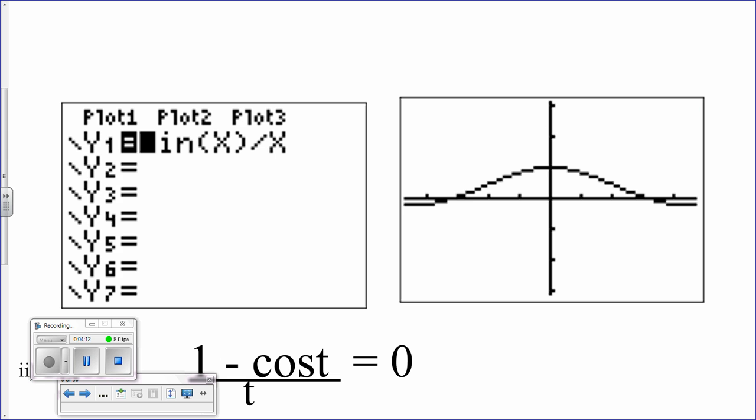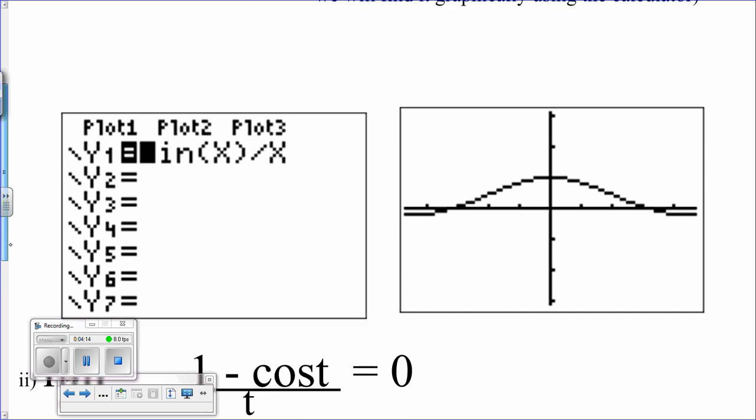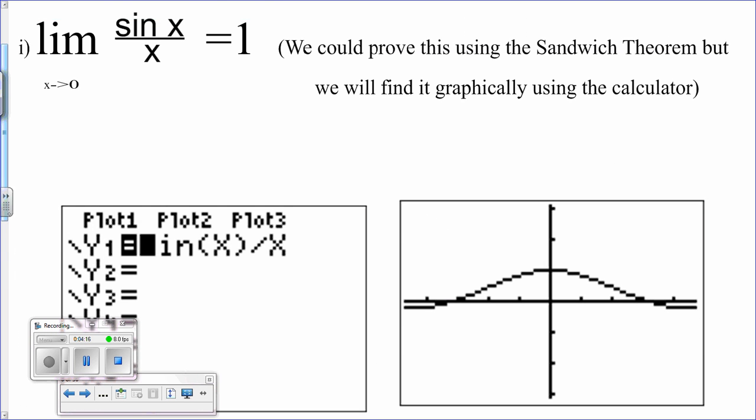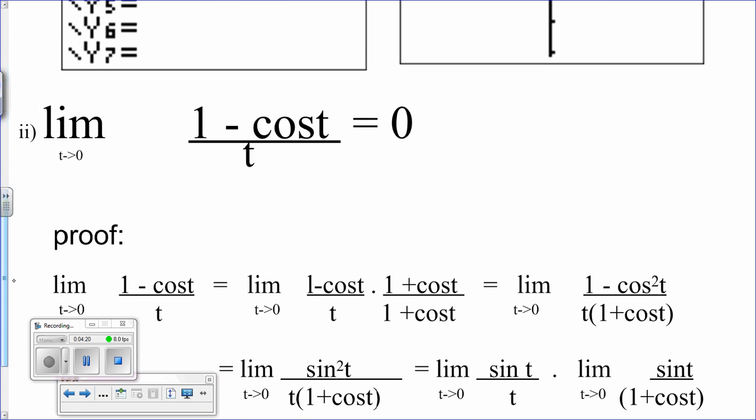The other limit, so we need to know that the limit of sine x over x, if x is approaching 0, is 1. The other important limit that we need today is the limit of 1 minus cosine of an angle t over t as t approaches 0 is 0.